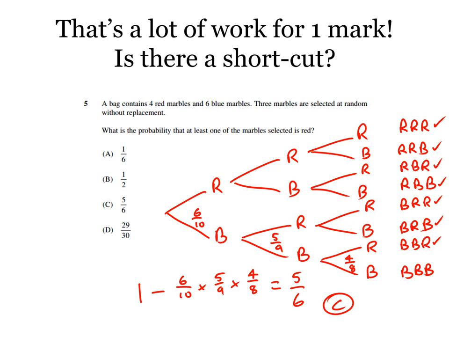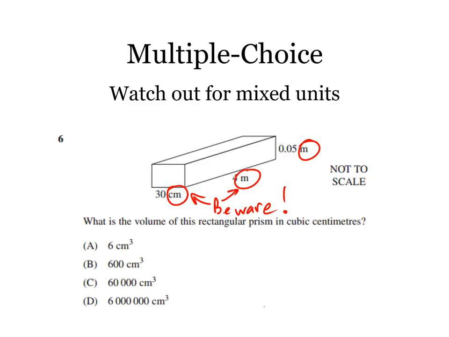There was a shortcut at the bottom of this slide which could have been done without using the tree diagram at all. Keep an eye out for this one. It's a bit of a trap for young players. The diagram shows 3 measurements. 2 of them are in meters, one's in centimeters, mixed units. Watch out for that. But before you do any calculations, look at the 4 possible answers.